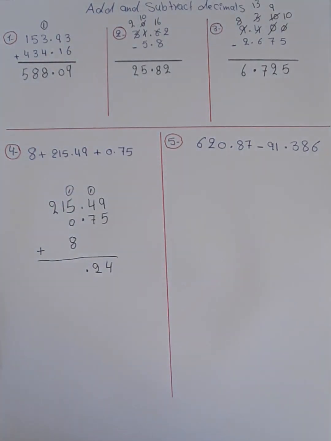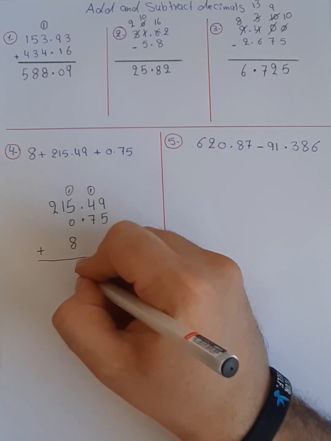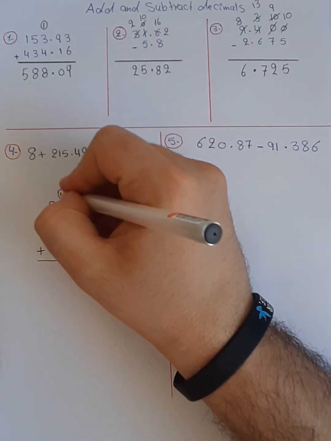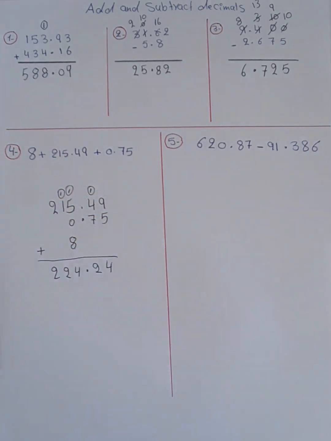1 plus 5 equal to 6. 6 plus 0 equal to 6, and 6 plus 8 equal to 14. We have to regroup. 1 plus 1 equal to 2 and write 2. So the sum is 224 and 2400 thousandths. The last example, we have these 2 numbers.